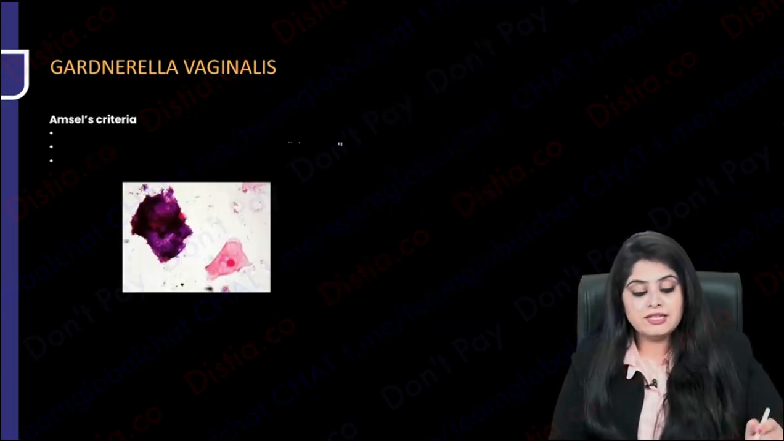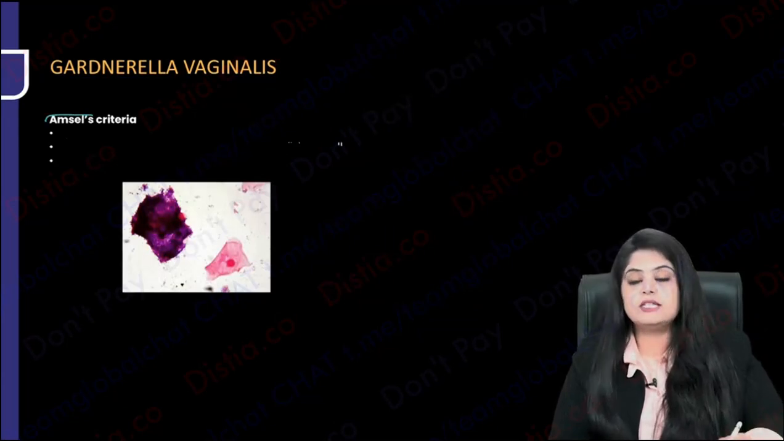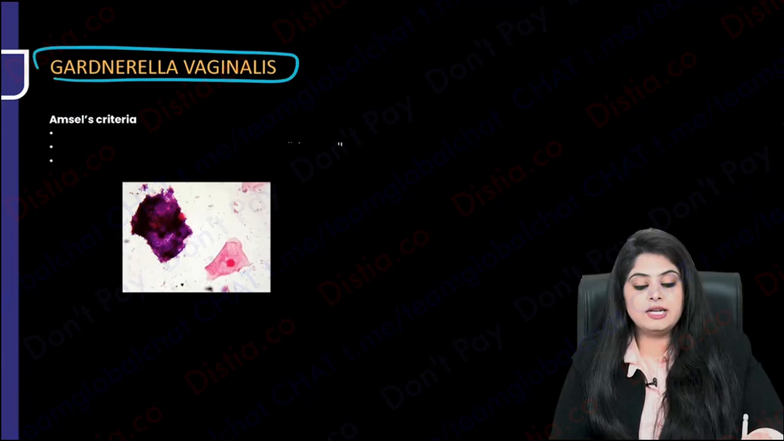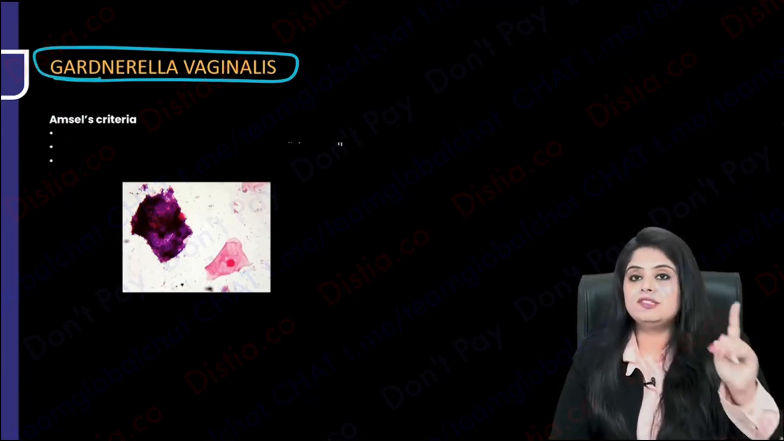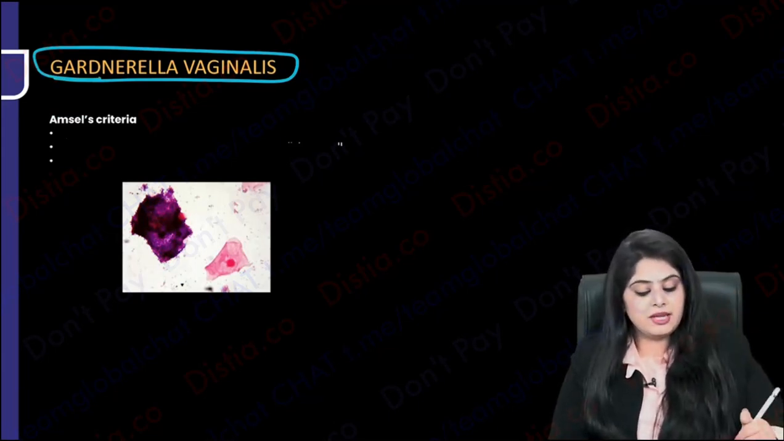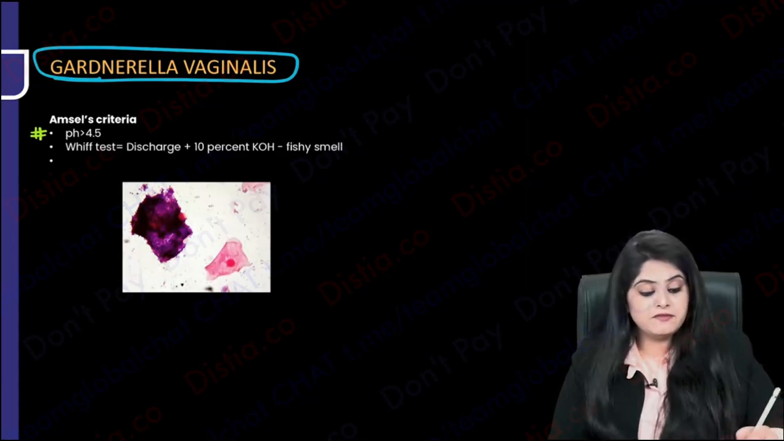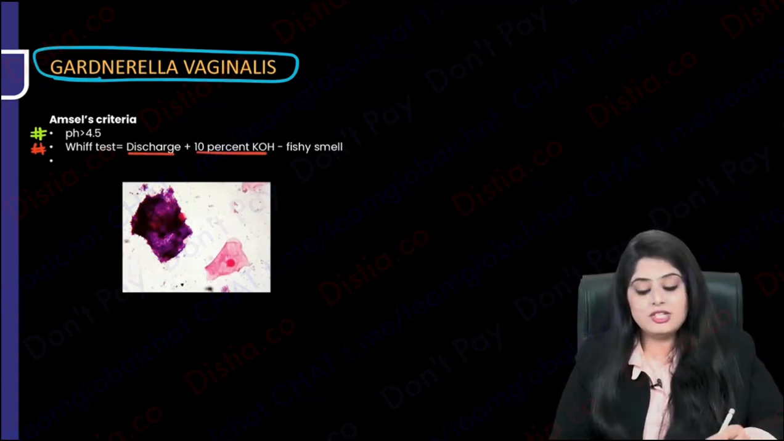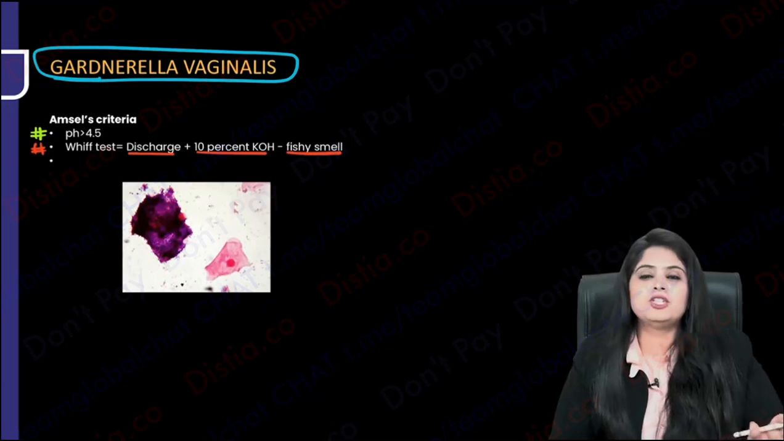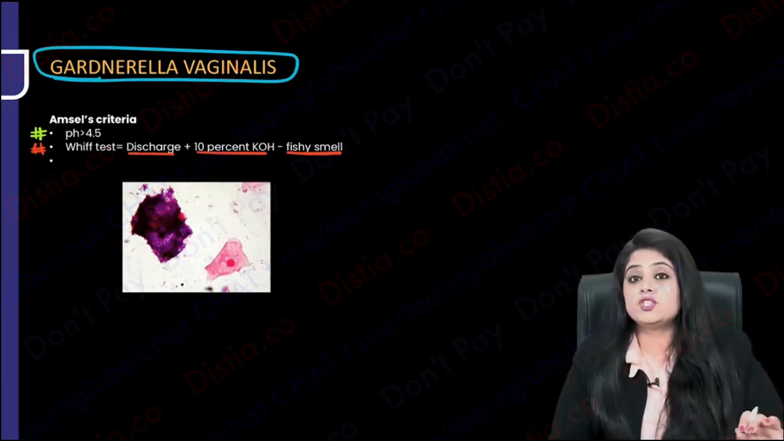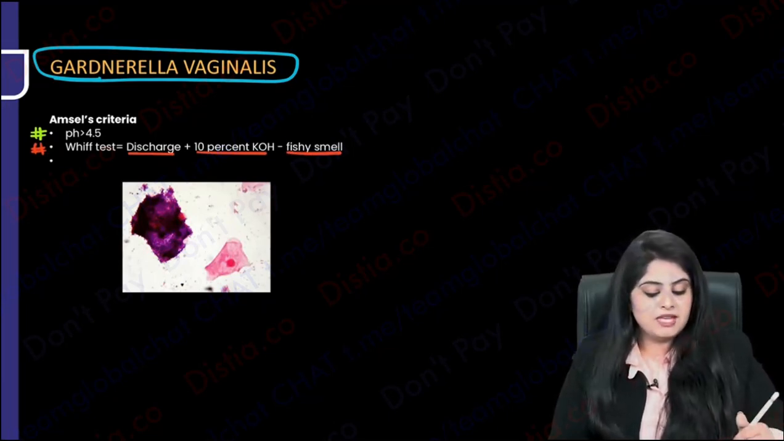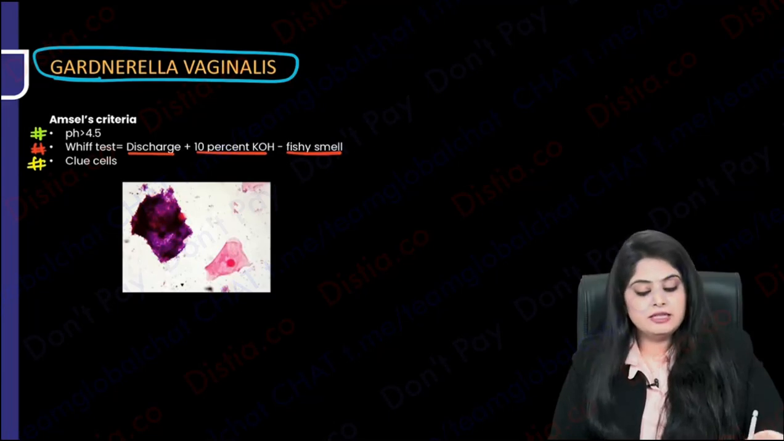In fact, please note that there is a very famous criteria. There are two criteria for Gardnerella vaginalis, correlating this with your gynecology: Amsel's criteria and Nugent criteria. What is Amsel's criteria? First and foremost the pH should be above 4.5. Then there is a test called the whiff test. If you treat the discharge with 10% KOH, a fishy odor or fishy smell is going to come. And finally, the third one, the presence of clue cells.